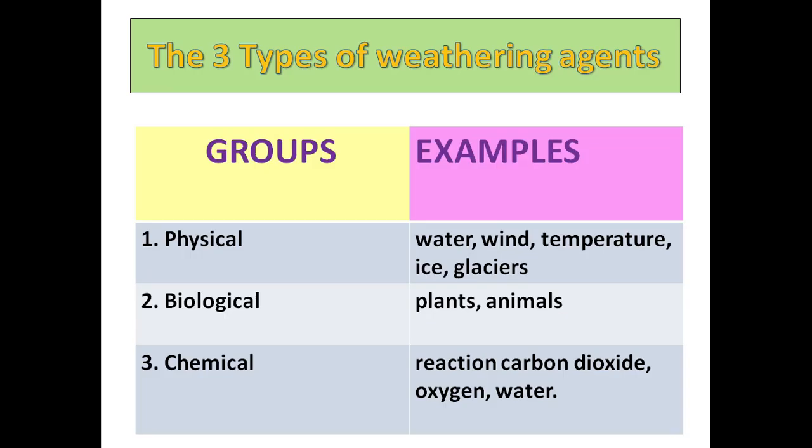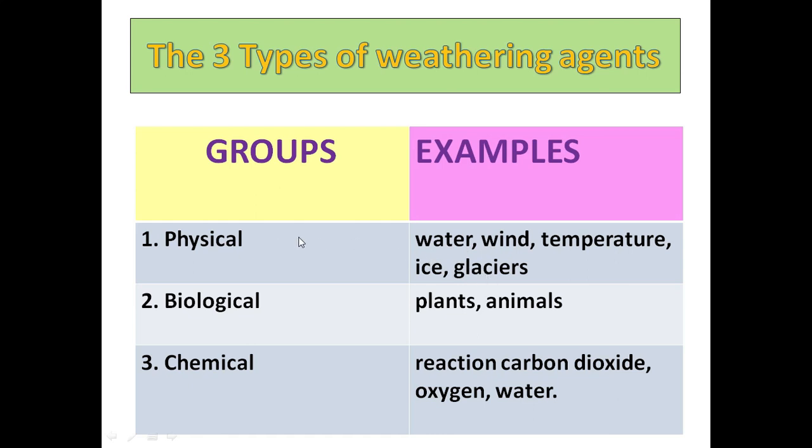Alright, 3 types of weathering agents. So here is another table. In this column we have the groups, and in this column we have the examples. So the first group is the physical weathering agents. Examples of the physical weathering agents are your water, your wind, your temperature, your ice, your glaciers.